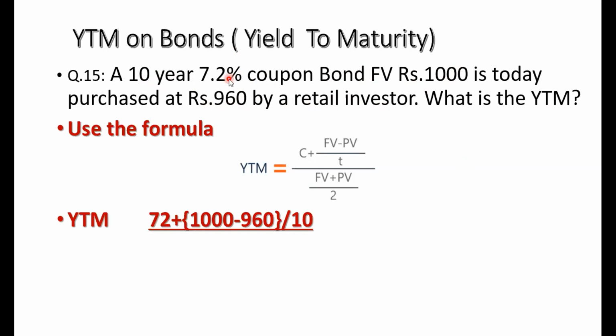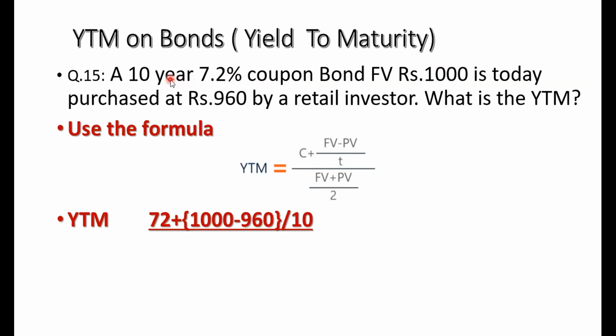Every year he will get what? Suppose on 1,000, it means 72 rupees, 72 rupees, 72 rupees every year. So to calculate yield till maturity, the formula you have to remember. This is the formula: C, C means cash flows. How much cash flow? 72 rupees every year, only annual, don't put the full amount. Every year at 7.2, notionally you'll get 72. Plus FV, FV is 1,000, minus PV, PV is 960, divided by T. T is 10 years.